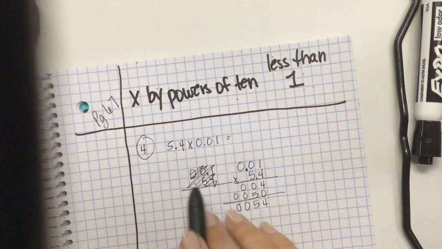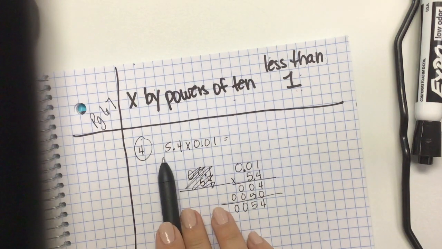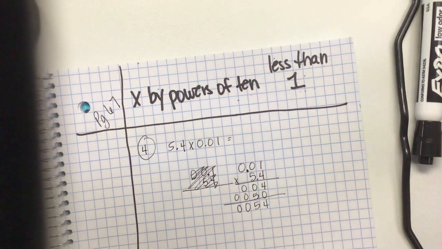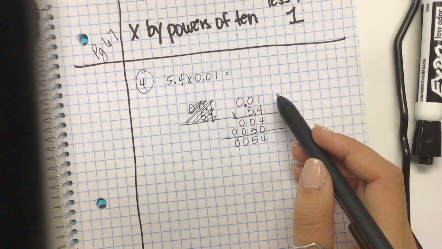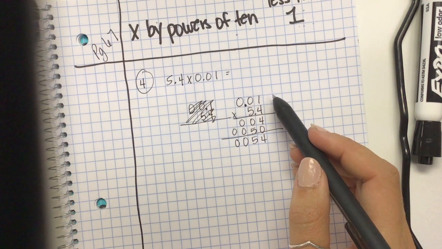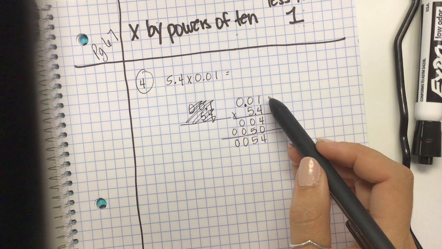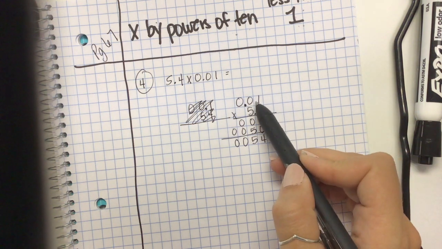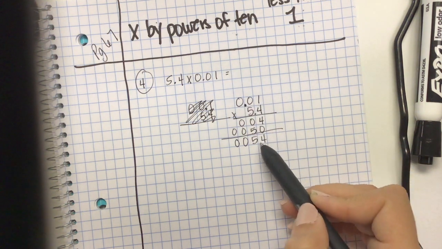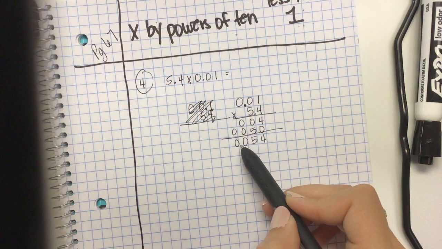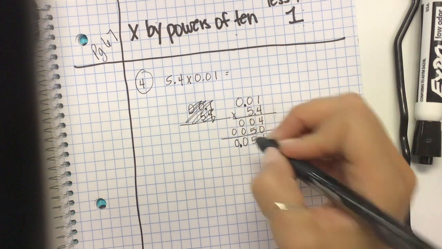Because if you look at the original problem, if we ignore the decimals, well, it'd be 54 times 1, which would be 54. And then you count over how many decimal place values we have. So 1, 2, 3. 1, 2, 3. Place value goes here.